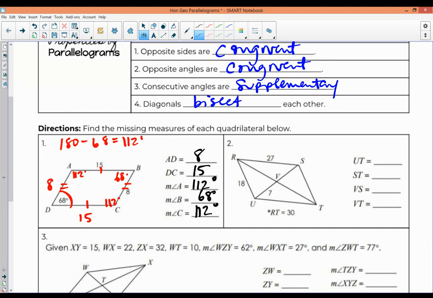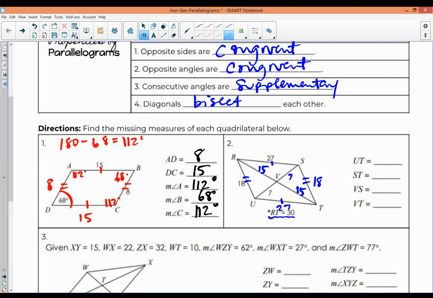All right. Same idea with number 2 here, since we're only looking at side lengths. So that's 27. This is 27. RU is 18, then SU measures 18. 7 for this part of the diagonal, so then that also has to be 7. And if the measure of segment RT is 30, then we have 15 and 15.